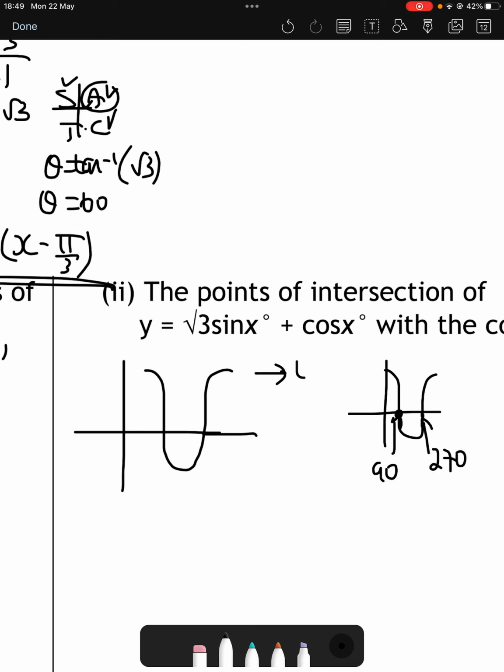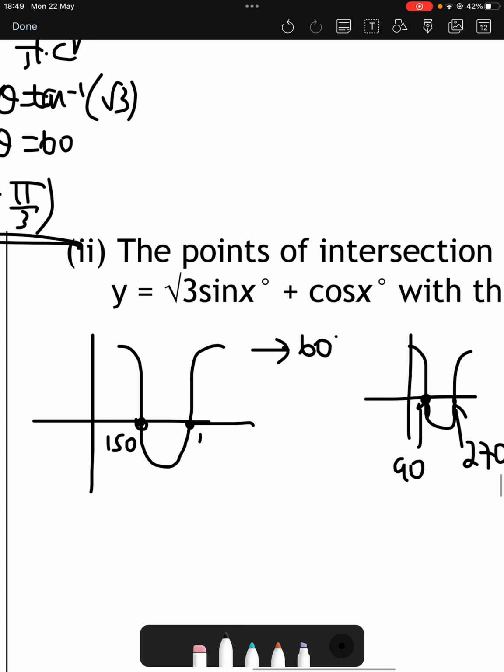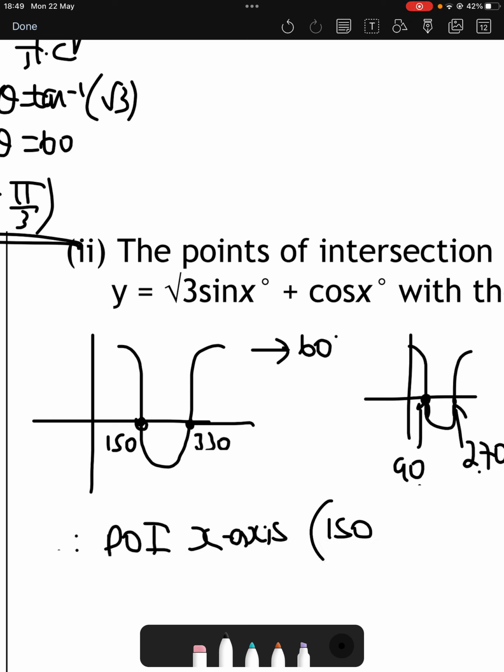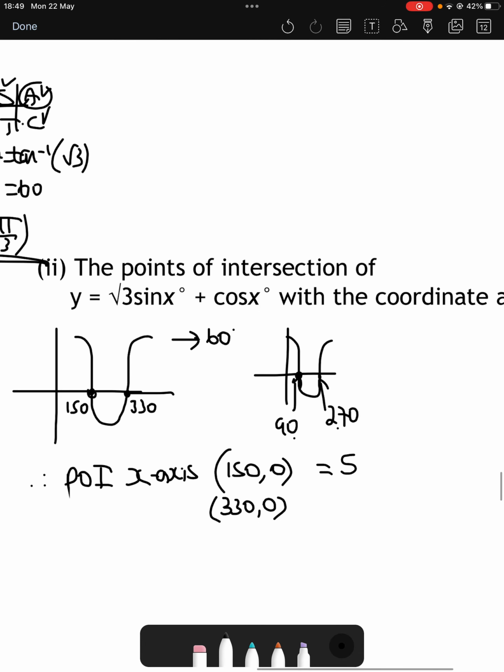What do we know about the graph? We know it's moved that way 60 degrees. So these two are going to be that way 60. So they're going to be at 150 and they're going to be at 330 because I've added on 60 to those two. So therefore, the points of intersection with the x-axis are going to be, again, I'm going to put it as degrees first. We know we're working with pi over 3, so how many is that? 5 pi over 3 and 11 pi over 3. Okay, so that's our first two.